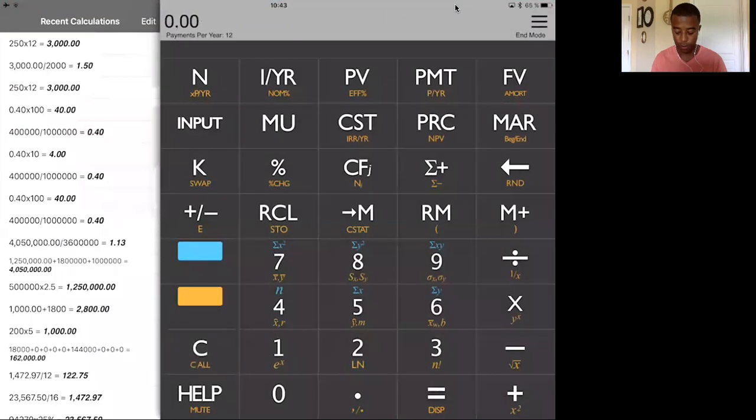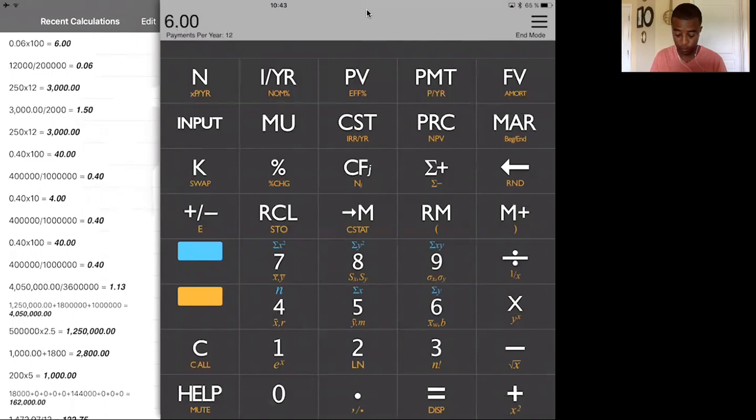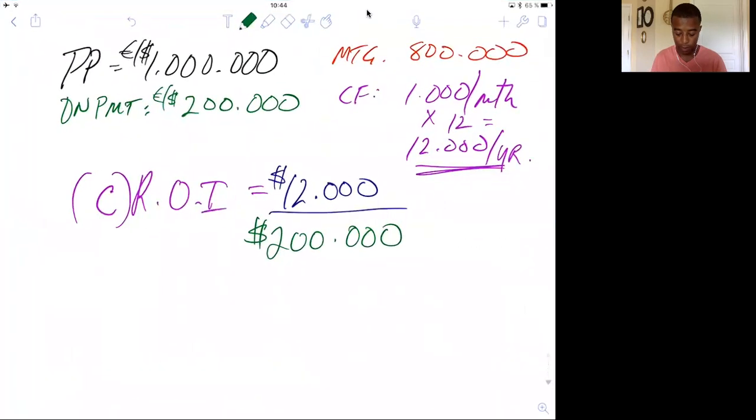So that return is the 12,000 that we looked at before, divided by the 200,000 that you've actually placed. So we take the 12,000 divided by the 200,000 that you've placed as your down payment, and that equals a 6% return. If we go back, we can see that this is a 6% cash return on investment.